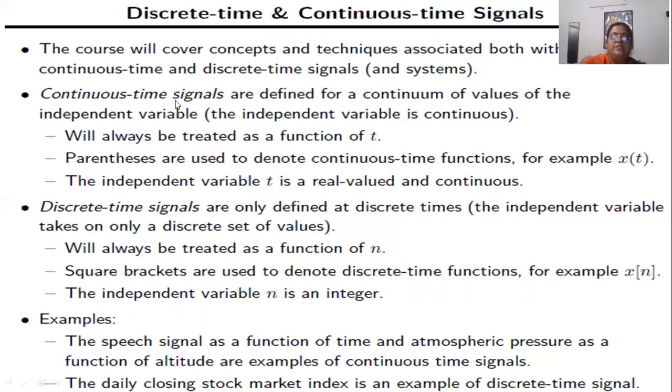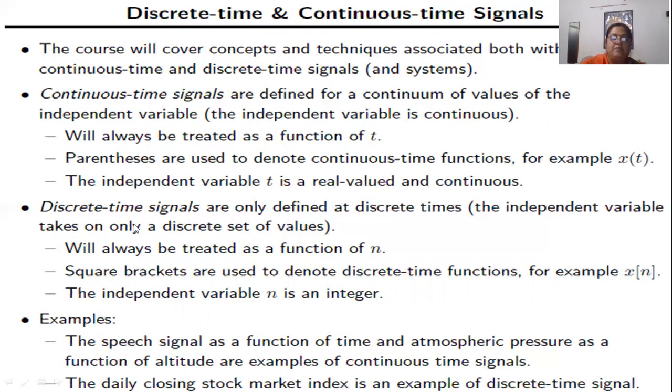describe the continuous time signals, that are defined for a continuum of values of the independent variable. The dependent variable is continuous. So when we take the independent variable of time t and the function has a value that depends upon time t, that is a continuous time signal, and it will always be treated as a function of time. Parentheses are used to denote a continuous time function. So we put in parentheses small t, which shows that x is a function of time. So the independent variable time is a real value and it is continuous.